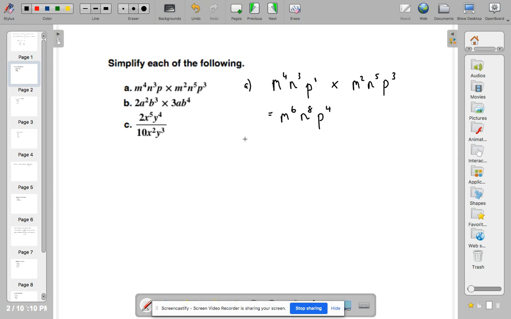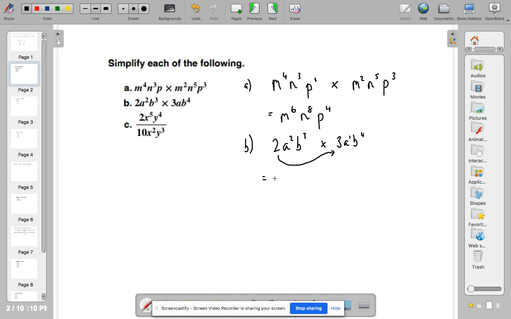Question B. This time we've got numbers involved. So 2a squared b cubed times 3ab to the power of 4. Now, once again, if it helps, we can put a little power of 1 there. The a by itself is a to the power of 1. Now, the thing to realise with this question is that we've got numbers involved. We've got 2 times 3, okay?